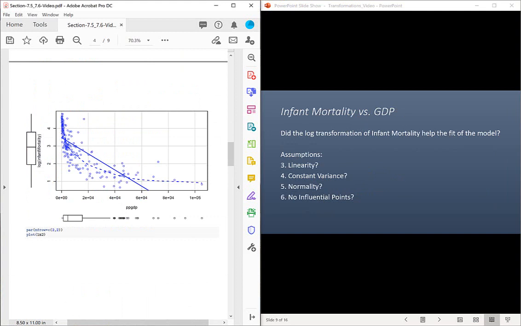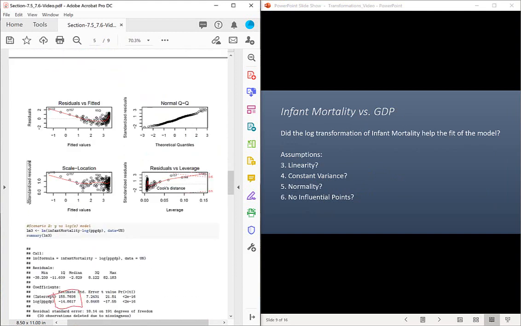Did the log transformation of infant mortality help the fit of the model? We can see that there is still a curved linear pattern in our scatter plot, and it appears that this transformation helped with the normality assumption, but it did not fix the issues with linearity. Next, we will use a transformation of the explanatory variable.